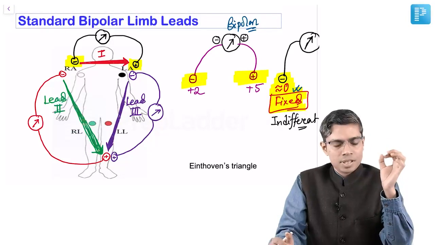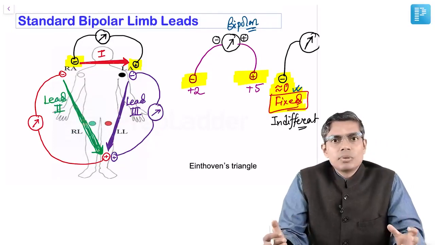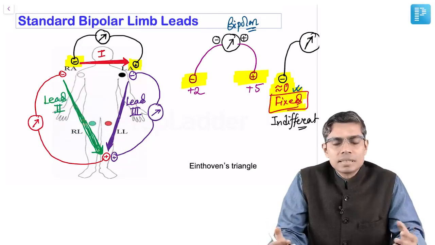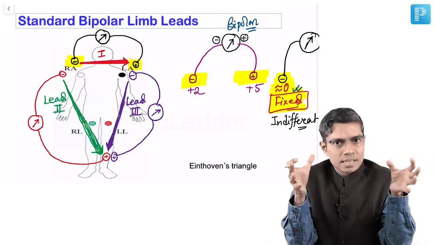So these are the connections of the voltmeter for recording the 3 standard bipolar limb leads: lead 1, lead 2, lead 3. You must be thinking, sir, again and again you are saying voltmeter. Where are these voltmeters located? This is located inside the ECG machine, I told you already. And there is a particular circuit there.